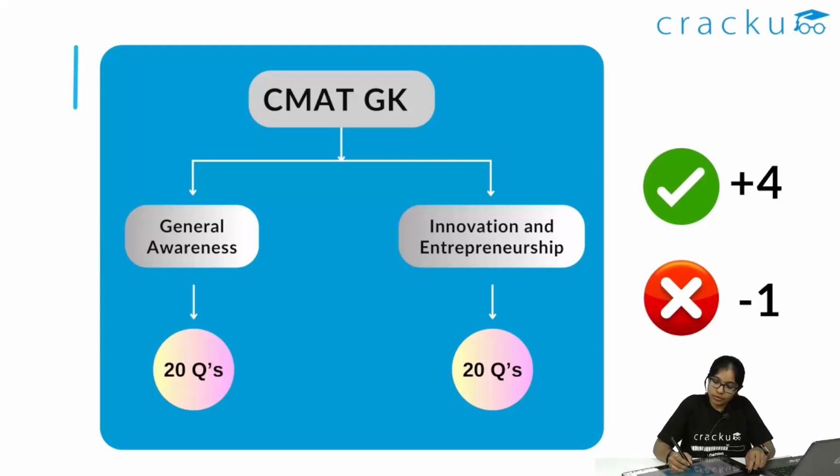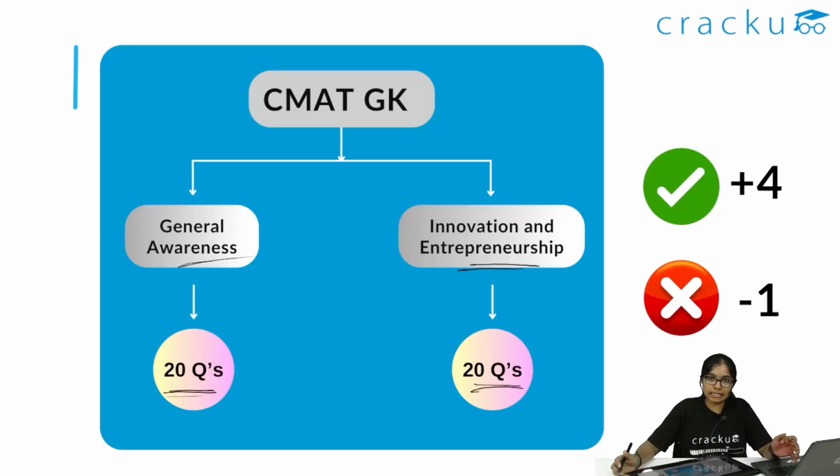So basically the CMAT GK consists of two topics. That is, we'll have questions on general awareness and we'll have questions on innovation and entrepreneurship. Previously, we used to have only general awareness, but recently they have also included the innovation and entrepreneurship section as well. As many of us already know, the total number of questions asked in general awareness is 20, and the total number of questions tested in innovation and entrepreneurship is 20.